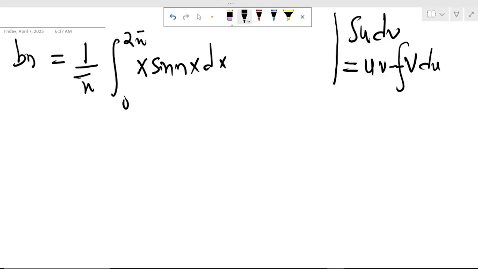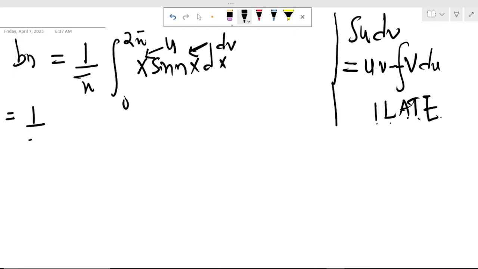uv minus integral v du. And this is our order for picking our u. Integer, logarithm, arithmetic, and trigonometry. Finally, we have exponential. So our u here is x, and our dv here is sine nx.